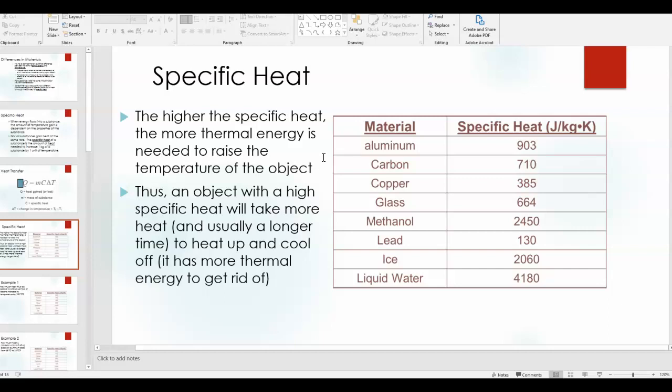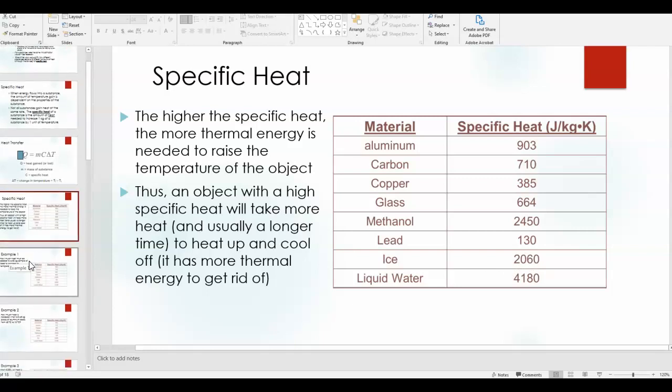And so if you look at the chart, for example, lead: let's say I have a kilogram of lead and I want to raise the temperature by 1 degree, I only have to put 130 joules of energy in. Whereas if I take water, I have to put in 4,180 joules of heat just to take the same mass of water and raise its temperature by 1 degree. So lead is much easier to heat compared to water because it has a much lower specific heat value. Let's take a look at some simple examples with the equation.